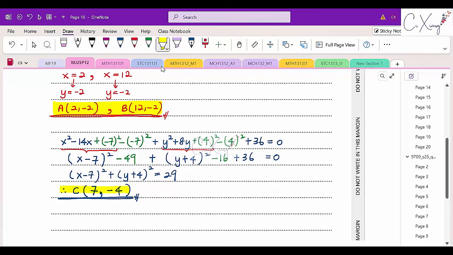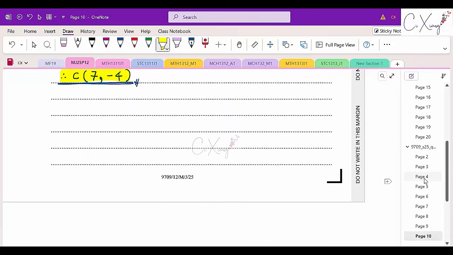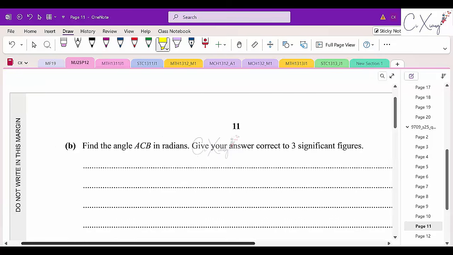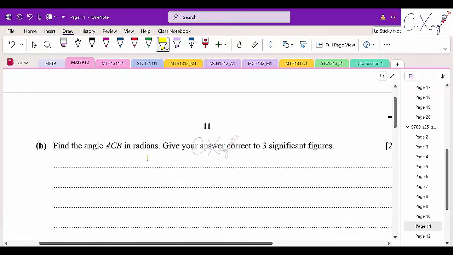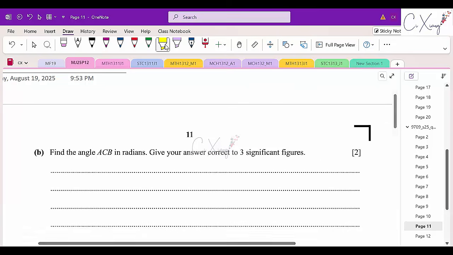We are done for finding out the coordinates for A, B, and C. Alright, then let's continue to part B. For part B, now they said find the angle ACB in radian. Give your answer correct to 3 significant figures.